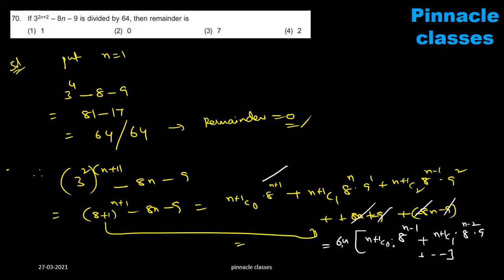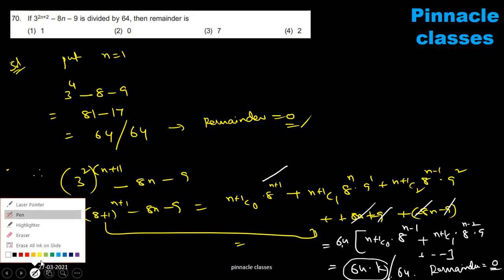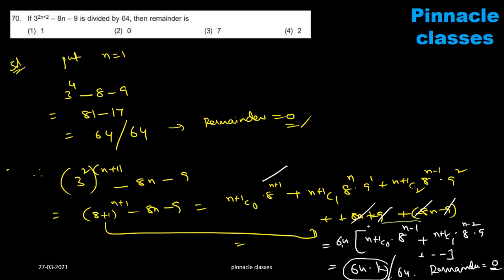So in each and every term, you can write 64 as a common factor. So this one is 64 into k, because this is a whole integer. So 64k is always divisible by 64. That's why we are saying the remainder is 0. What is the k here? K is nothing but this entire value. Another method: put n is equal to 1, 2, like that, and we can get the answer.